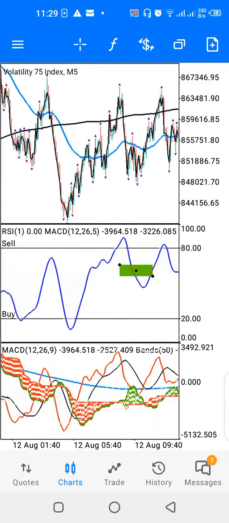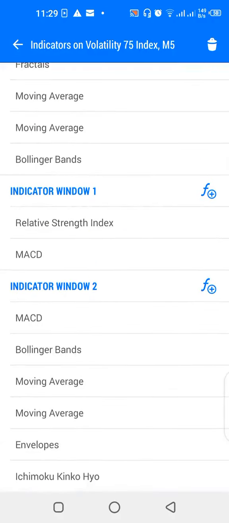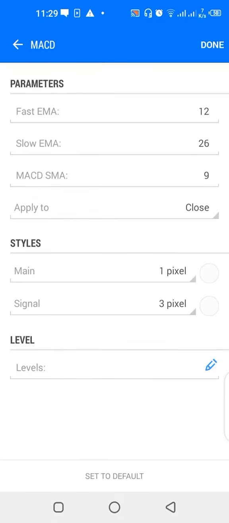Okay, now let's look at the last indicator window, which is our indicator window 2. We have some indicators on indicator window 2. We have the MACD, Bollinger Bands, moving averages, envelope, and then Ichimoku. For the MACD, the parameters are: fast EMA is 12, slow EMA is 26, MACD SMA is 9, apply to close. Of course, there's no color.